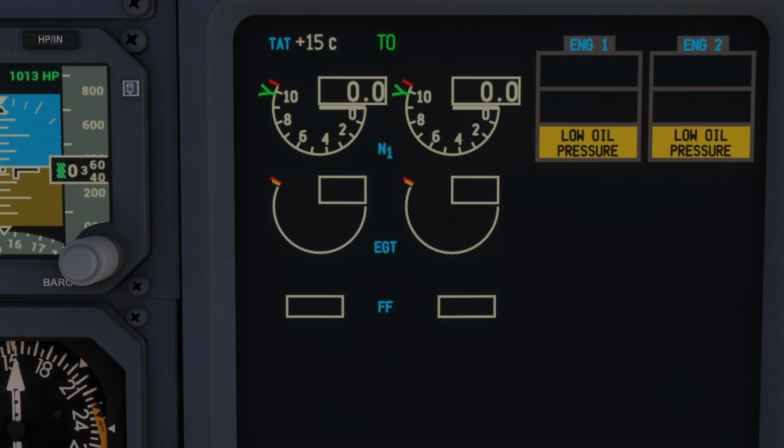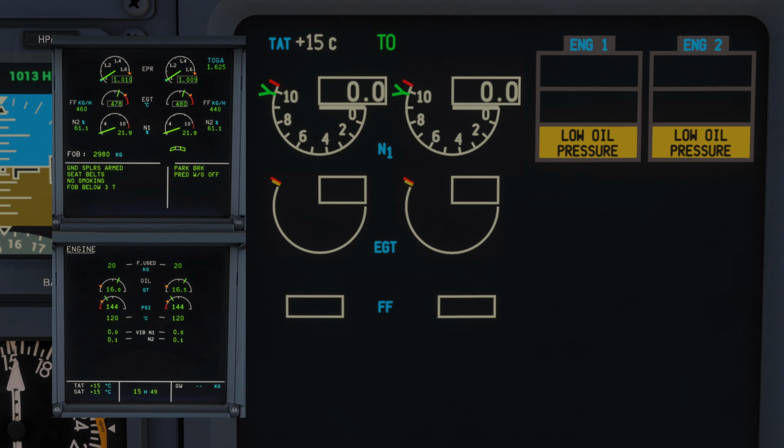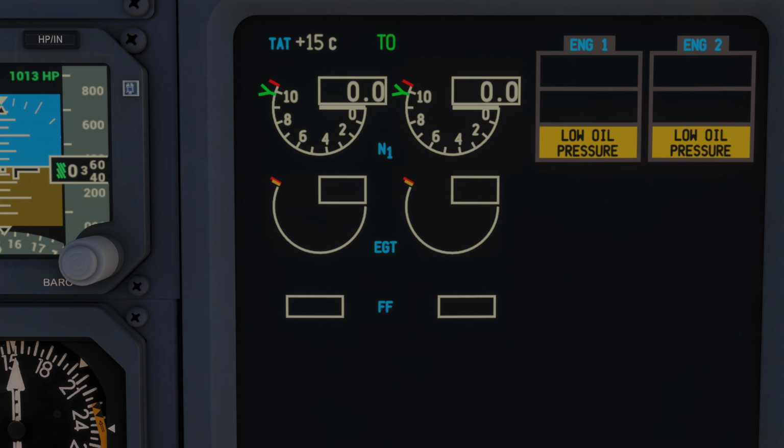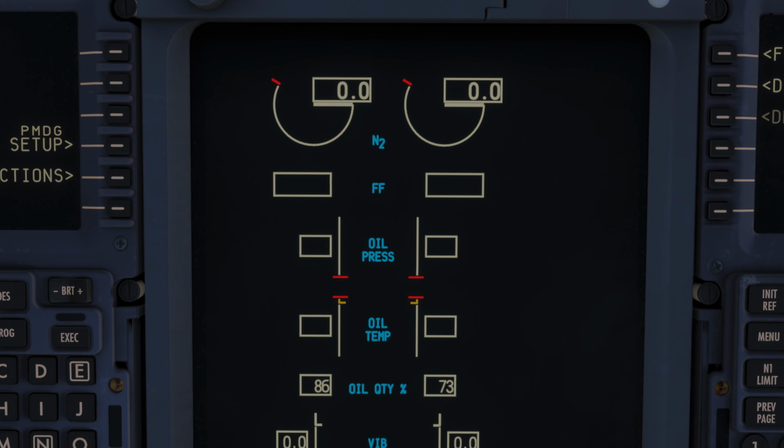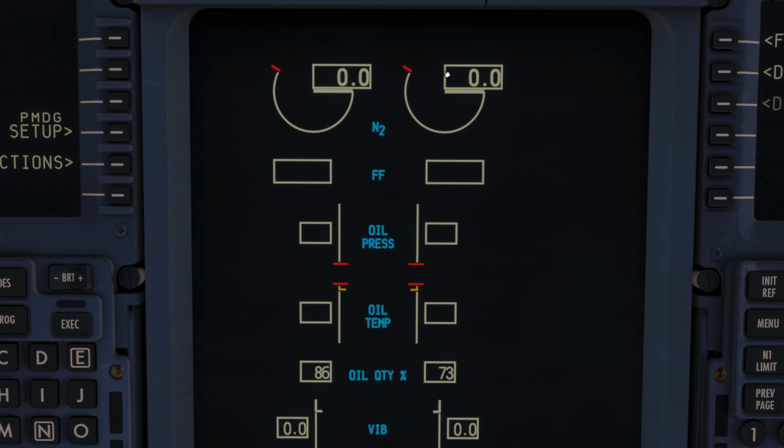Now, if we just look at the Airbus example once again, they are showing us pretty much the same thing. We got the N1, we got the EGT, we got EPR where applicable, and we got the fuel flow. Airbus also shows us N2, and that is going to be the next thing that we are going to talk about. Boeing shows us N2 as secondary engine indication, and what exactly is N2?